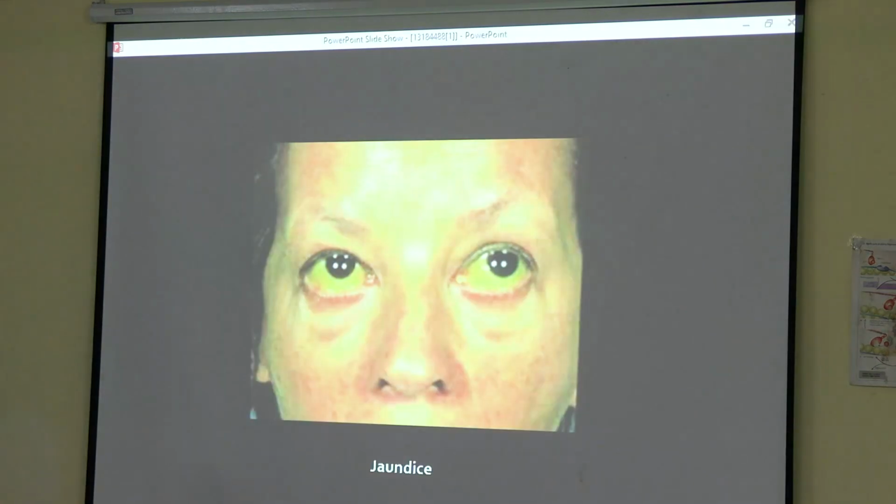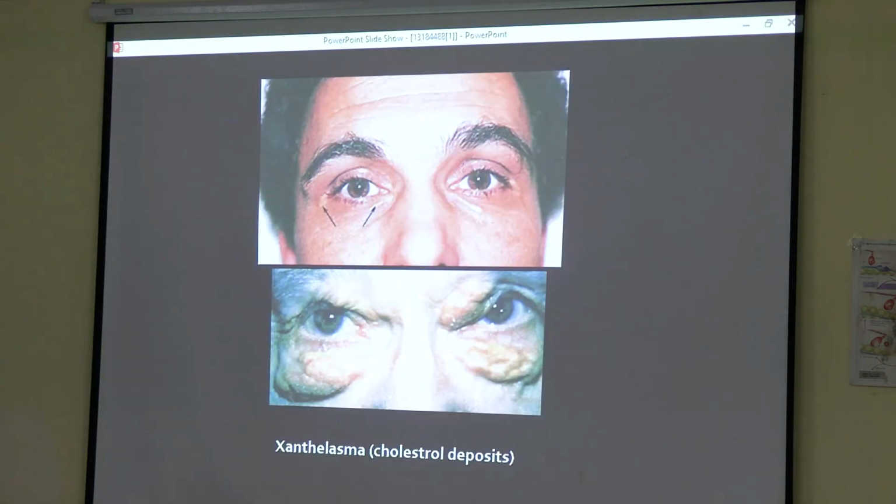So one more picture is there. See this picture. This is known as xanthelasma. There is deposition of cholesterol around the orbit of the eyes. See, you can get it physiologically also. Okay, like this patient, this might be physiological also.